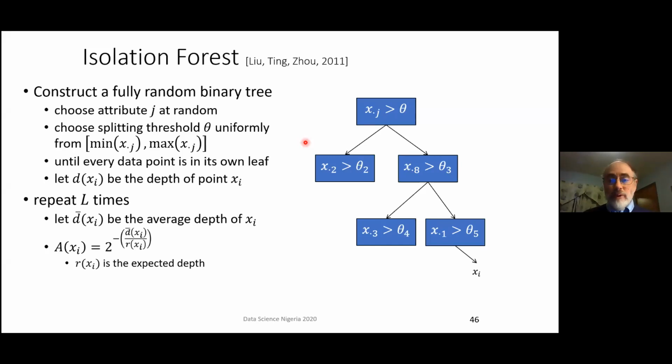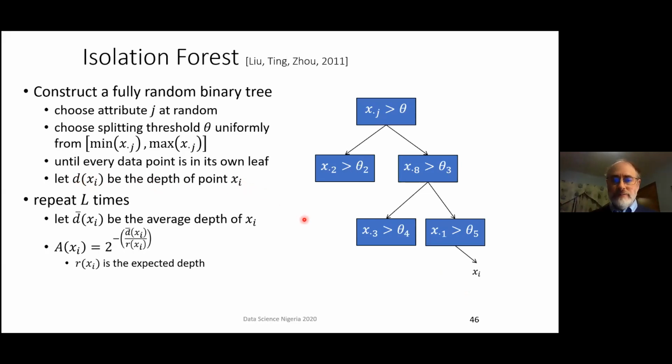Yeah. So we're growing this tree in some sense way too deep. If you use standard decision tree algorithms, you would never grow the tree all the way until there was only one data point in each leaf. But our goal here is to isolate the data point, and the quantity we're interested in is how many of these random splits it took to get this data point to be in its own leaf, and we'll call that d of x the isolation depth.